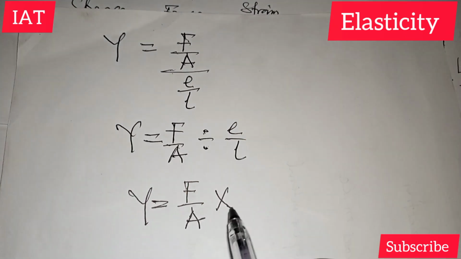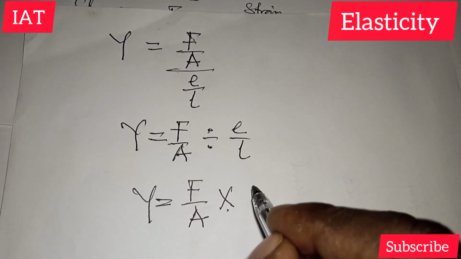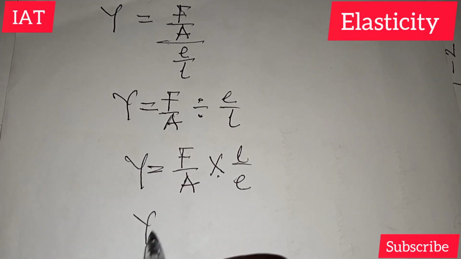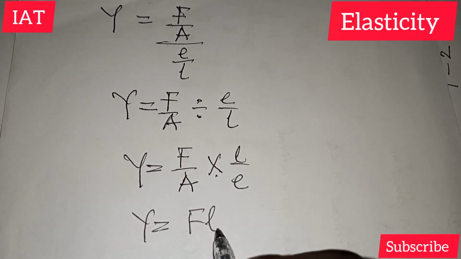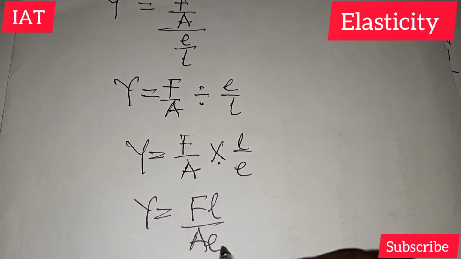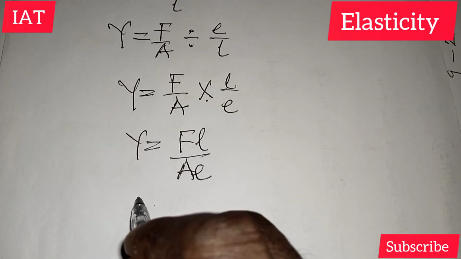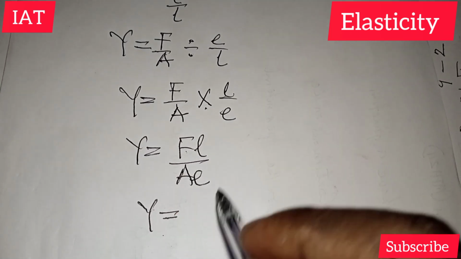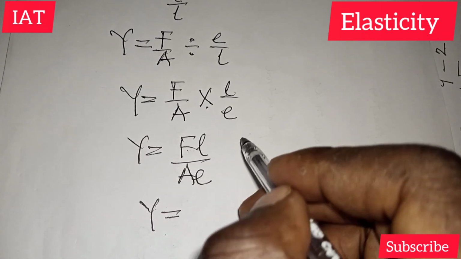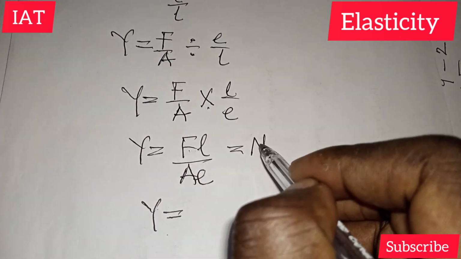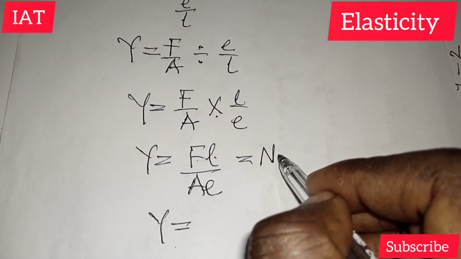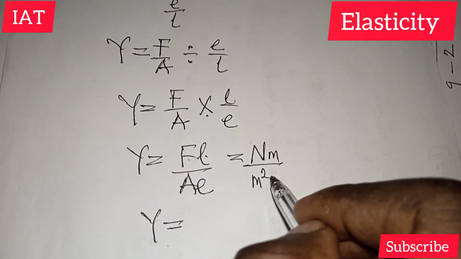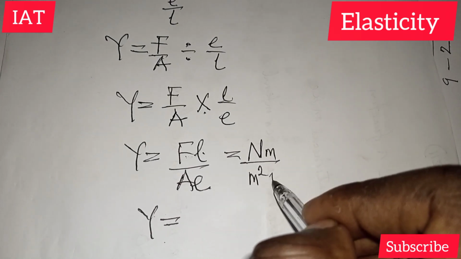If you change this sign to this, you invert the term after the division sign, which is L over E. So therefore Y is equal to FL over AE. This will bring us to the unit of Young's modulus. Force is in Newton, multiplied by length, which is in meters, all over area in meter square, multiplied by the extension, which is in meters.